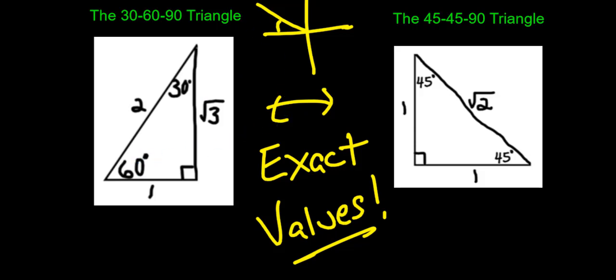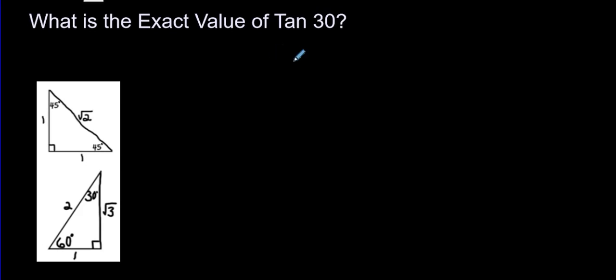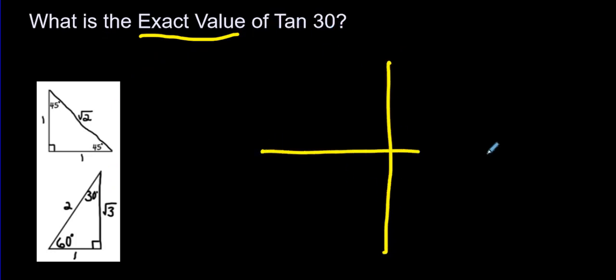Now that may have just confused you, so let's look at some questions that actually ask us those kinds of things. Our handy dandy two triangles are right here and here. Here's the 45, 45, 90. Here's the 30, 60, 90 triangle. And let's use them to solve this situation. What is the exact value, write those down, of tan 30? Tangent of 30. There we go. There's our 30 degrees right there.